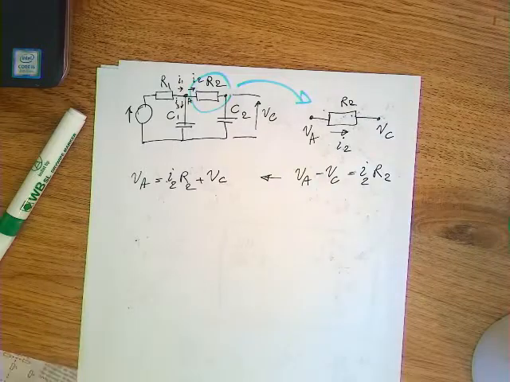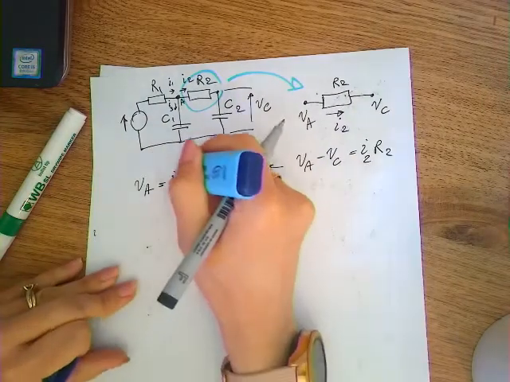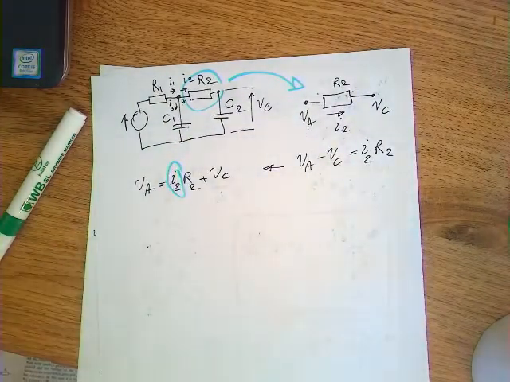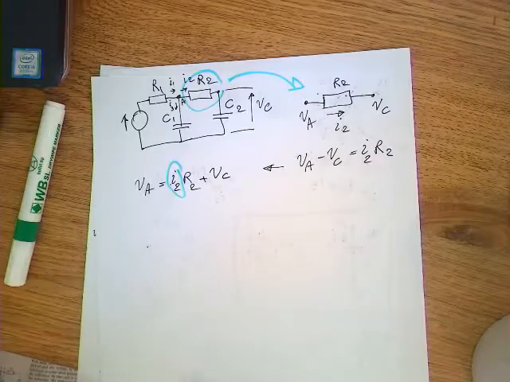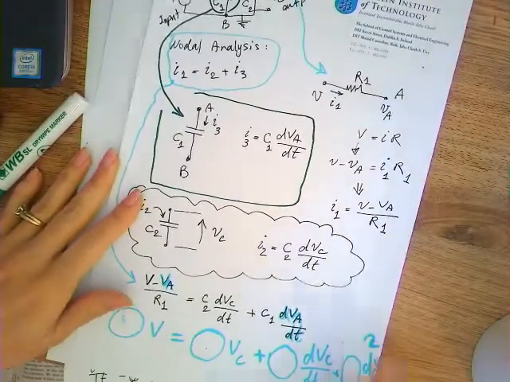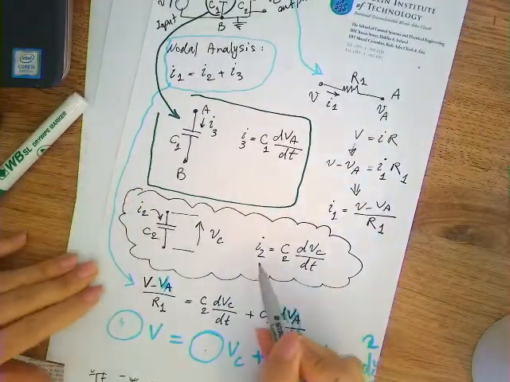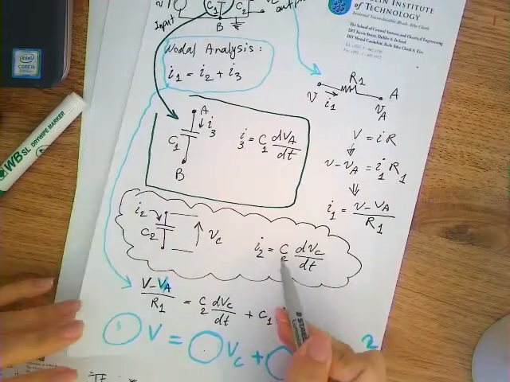Now here I can replace this little guy here, I2. I have something that already depends on VC based on that. And what was that? Can anyone point out? So I have this relationship here that I can use to replace I2. So it is C2 dVC dt.